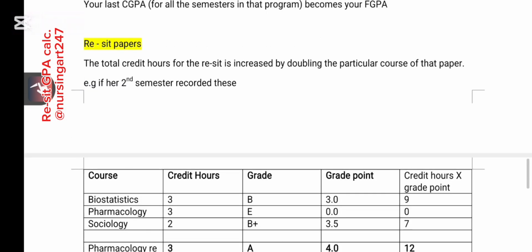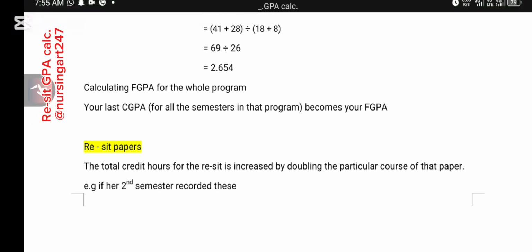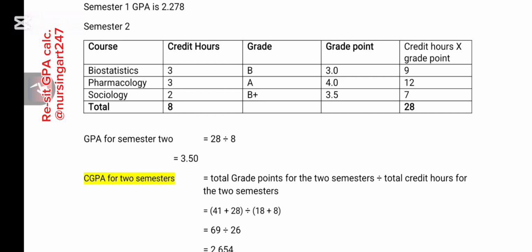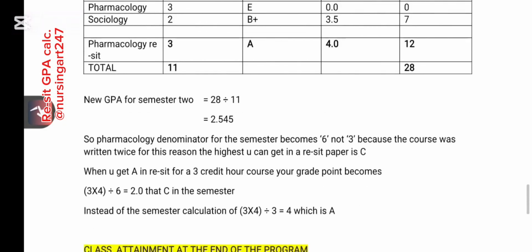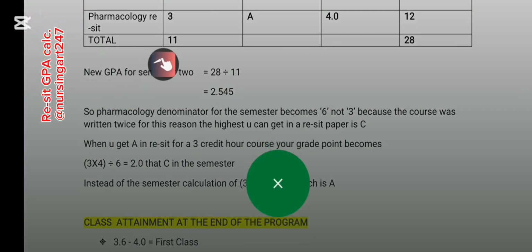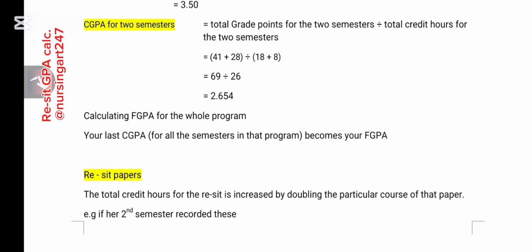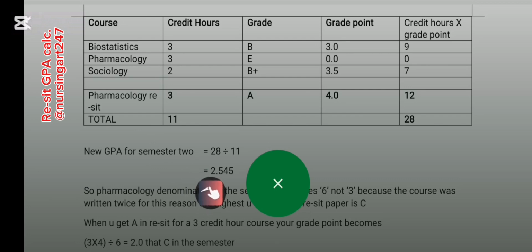You see here, when it was just pharmacology with no reset, the credit hours total was 8, but here the credit hours total is becoming 11, which means the denominator has gone up. So it's going to be 28 divided by 11, giving us 2.545. So you see that here it was 2.659, but because the denominator increased, it has become 2.545.